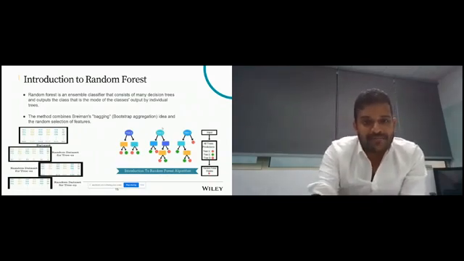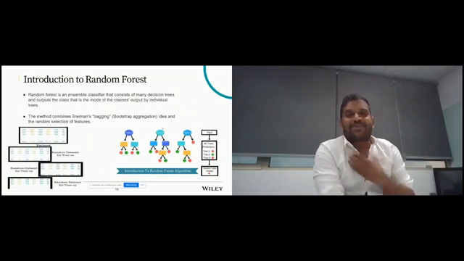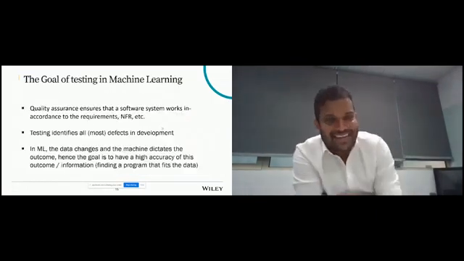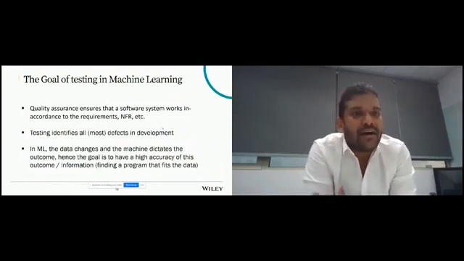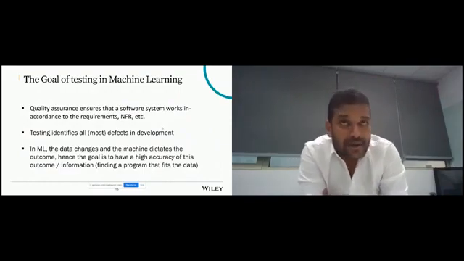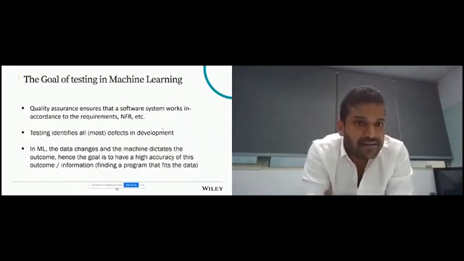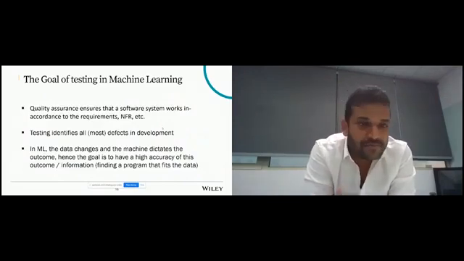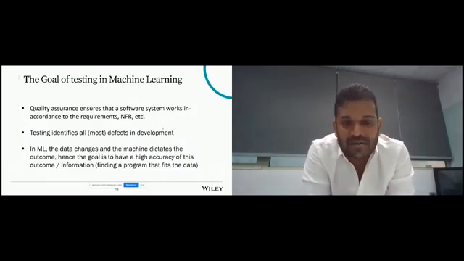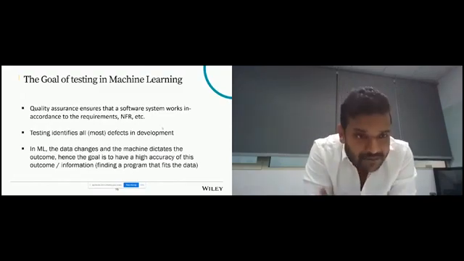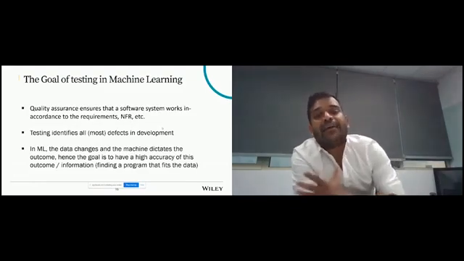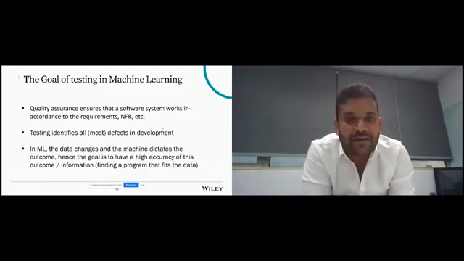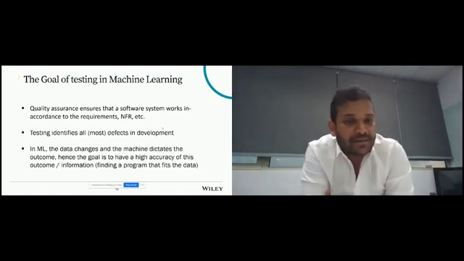Moving on to testing. What is the goal of testing in machine learning? It is quality assurance. Being a software engineer and then a data scientist, we consider software quality assurance. It ensures that a software system works according to what's on the label, or according to the requirements or the non-functional requirements. Testing can identify most defects in development. That's what we know and what we are used to.